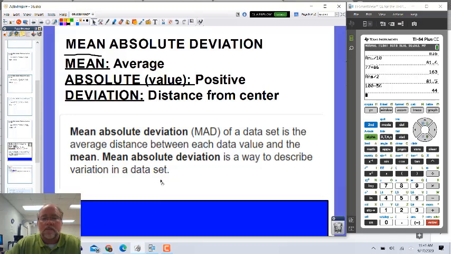And right here, that's what it basically says. Mean absolute deviation, or MAD, of a data set is the average distance between each data value and the mean. The mean absolute deviation is a way to describe variation or amount of change in a data set. So pause the video and write that definition down, please.